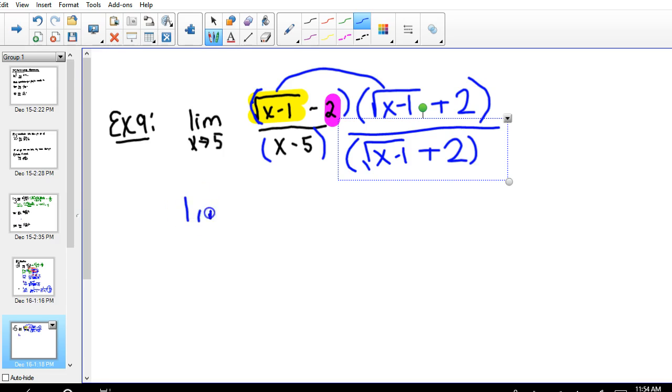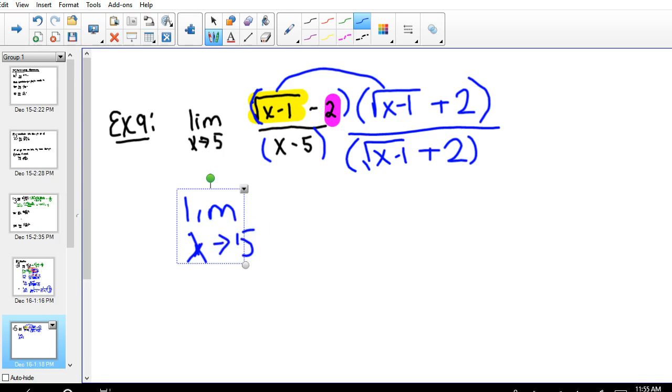So we're going to have the limit as x approaches 5 of, and then we'll get x minus 1. And then you'll notice here, I'm not going to write it this time. When you multiply the outside terms, you get 2 square root of x minus 1. But when you multiply the inside terms, you get negative 2 square root of x minus 1. It's designed that way. That's why we chose to use that, so it would be a difference of squares and the middle parts would cancel out. So I'm not going to write them this time. You can if you want.